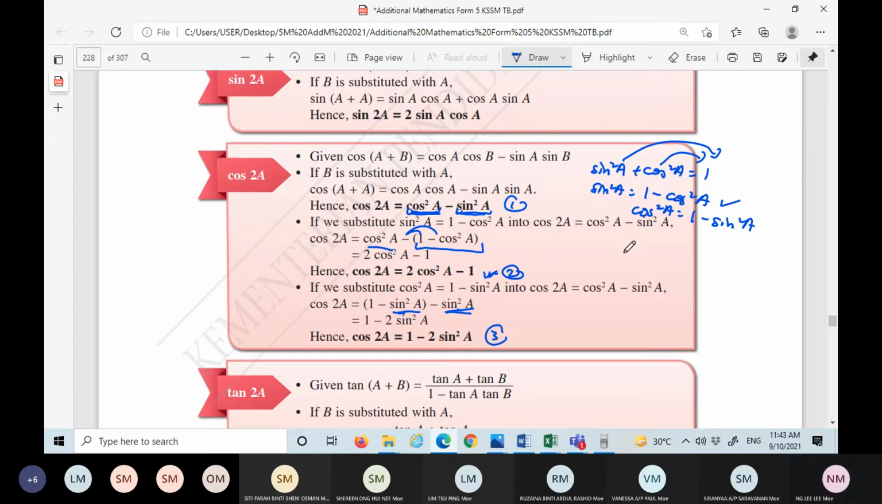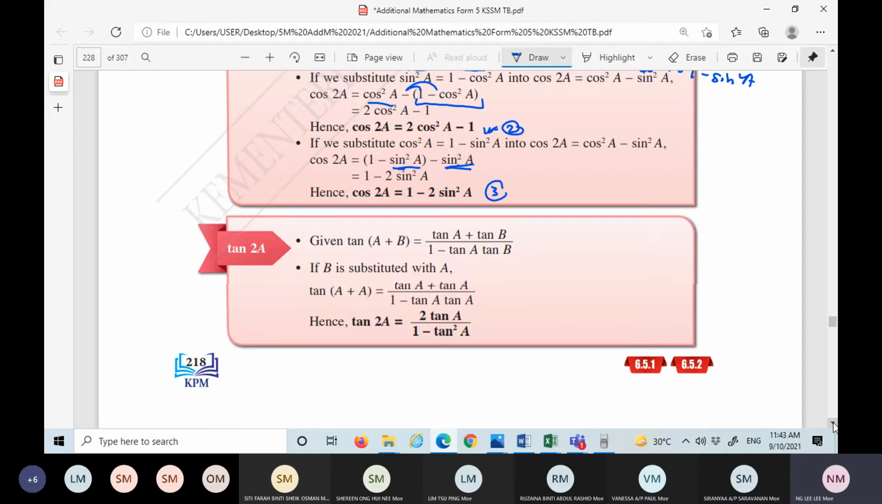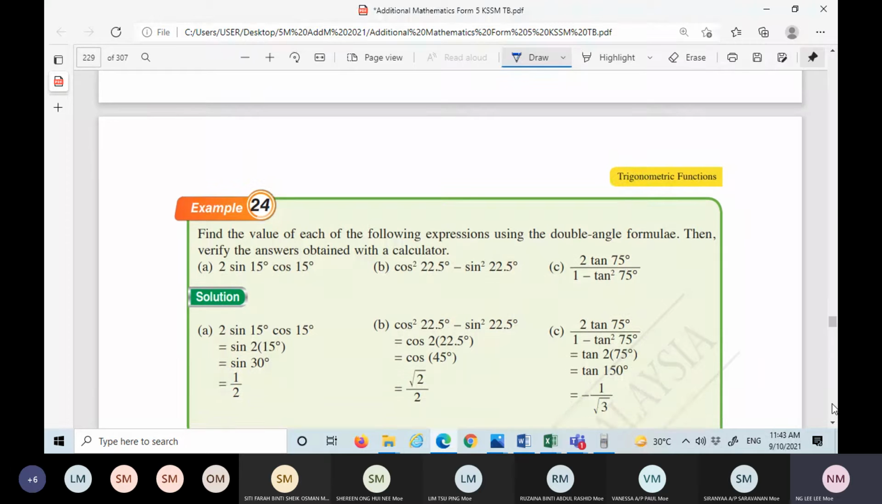Next we go to tangent 2A. All this I have to go through with you. Sorry. So we start with the addition formula, A plus B. Same thing, the B here we replace with the A. So A plus A is 2A here. Tangent A plus tangent A is 2 tangent A. Tangent A times tangent A is tangent square A. So this is the formula for tangent 2A. So I have done the double angle formula, how to derive it.